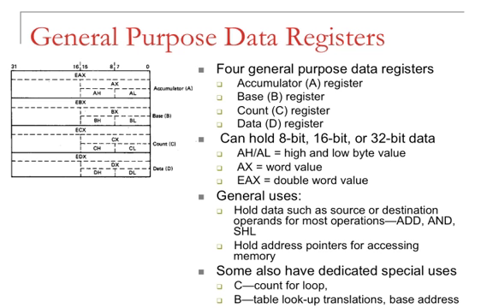So B is BX, BL. These are often used for table lookup translations, base addresses, and for D, we use them in the I/O instructions.